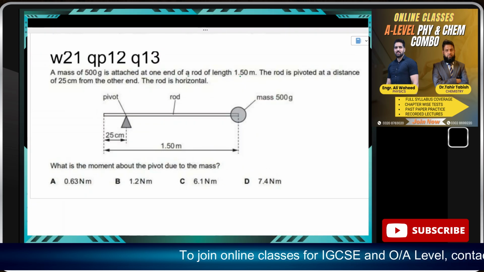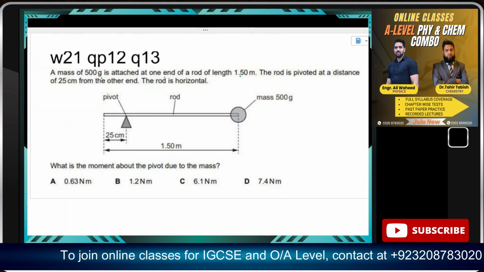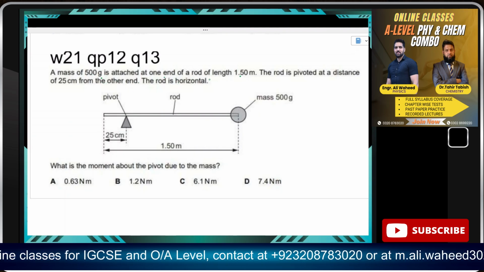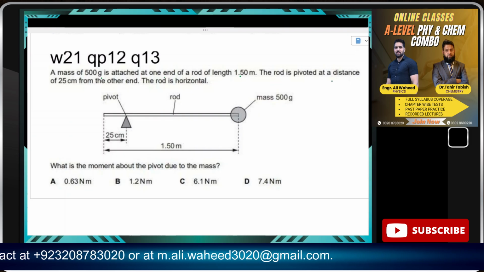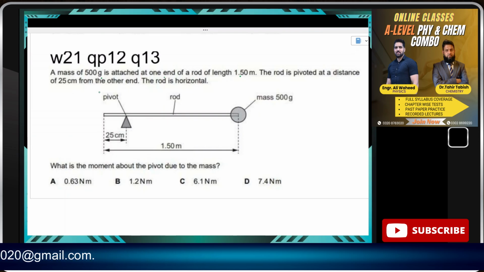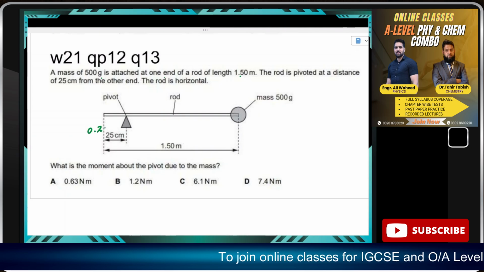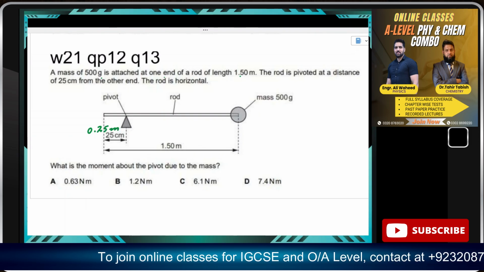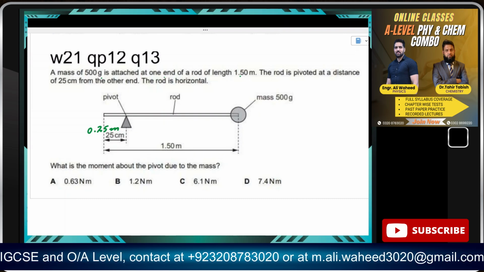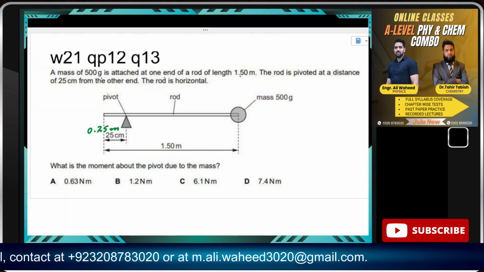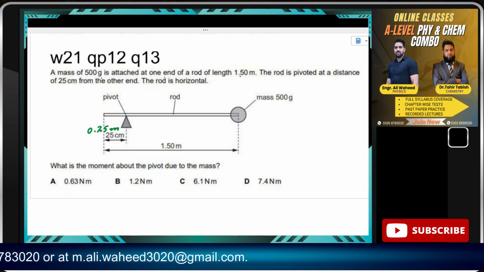Okay, so let's move on to the next one. A mass of 500 grams is attached to one end of a rod of total length 1.5 meters. The rod is pivoted at a distance of 25 centimeters from the other end. The other distances are in meters, so I can convert it into meters. 25 centimeters means 0.25 meters. The rod is horizontal, which means it is in equilibrium. What is the moment about the pivot due to the mass?